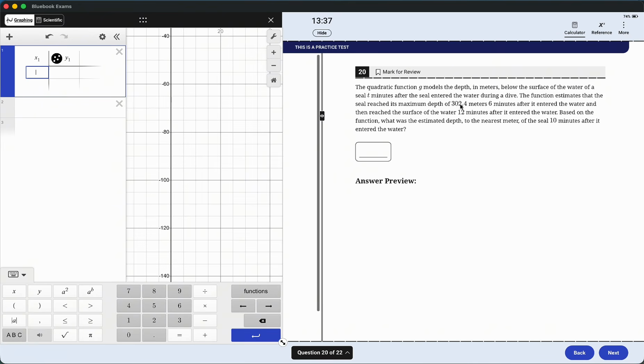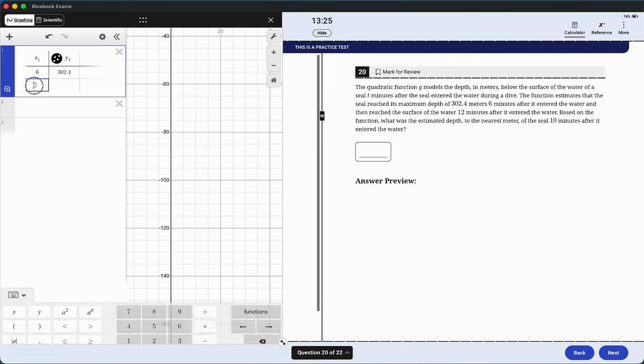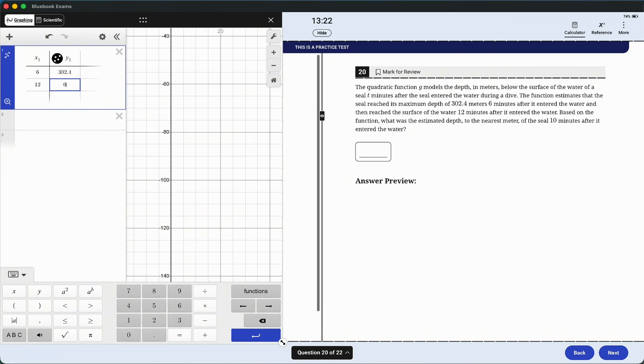So here's 1 point. It told us the maximum depth was at 6 minutes, and it was 302.4 meters. And then it gives us another point. It says it reached the surface 12 minutes after it entered. So what that means is the depth is 0. If it's at the surface, the depth is 0. But that's only 2 points.